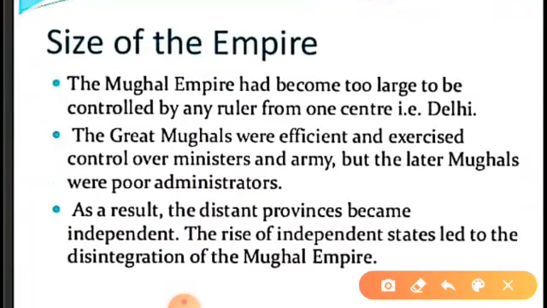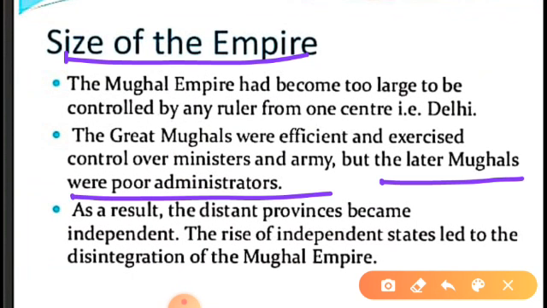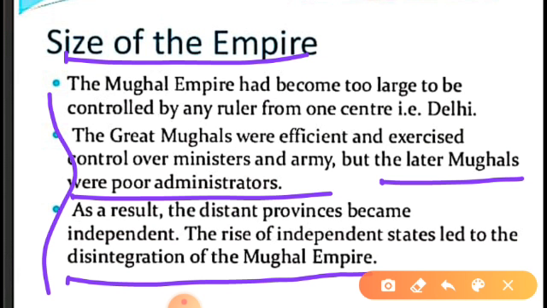The size of the empire was also one of the causes. The Mughal Empire had become too large to be controlled by any ruler from one center in Delhi. It was very difficult. The great Mughals were efficient and exercised control over the ministers and army, but the later Mughals were poor administrators. As a result, the distant provinces became independent. The rise of independent states led to the disintegration of the Mughal Empire. So the size of the empire was also very important in the decline.